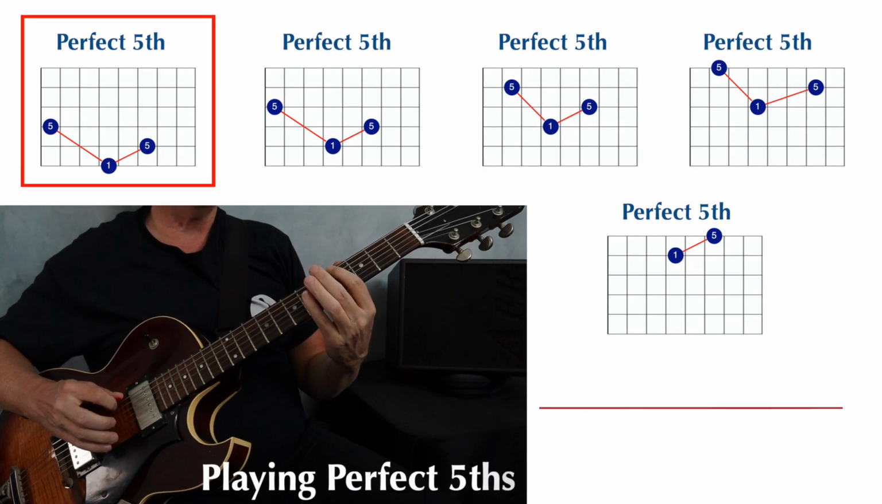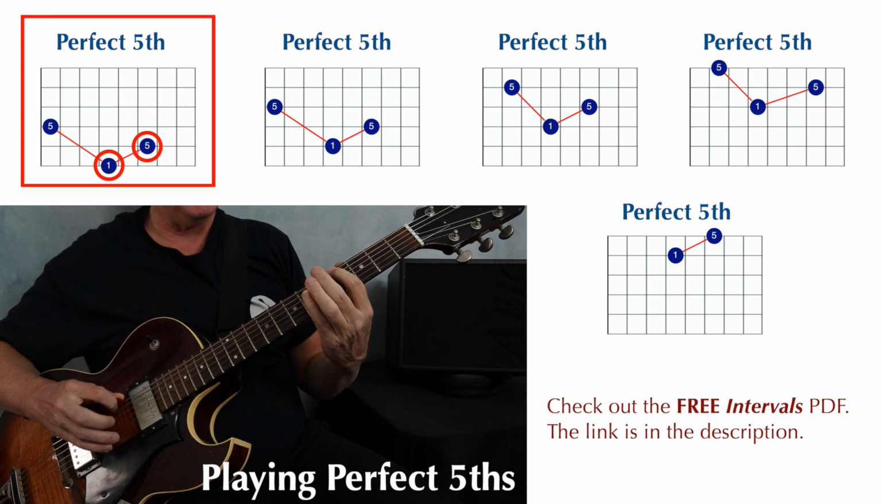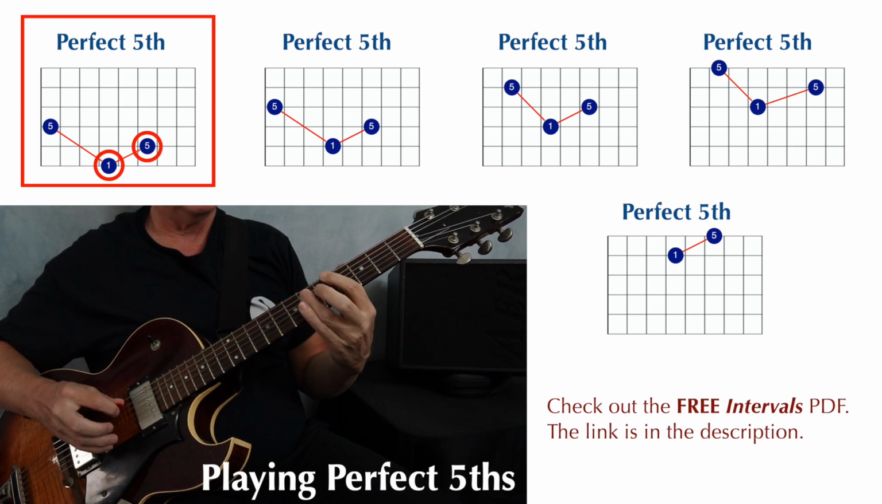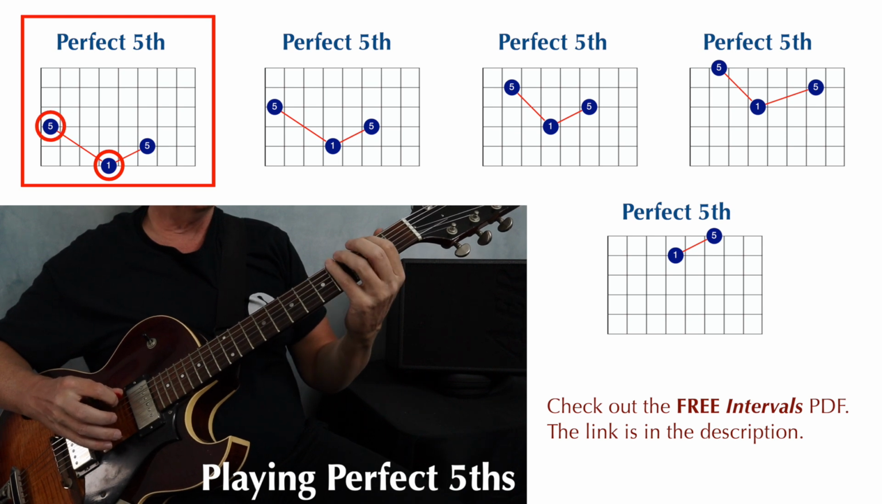Here's how you can play perfect fifths, moving between strings 6 and 5, and 6 and 4.